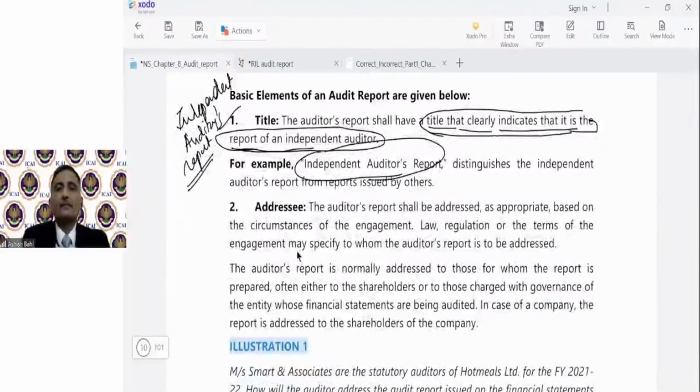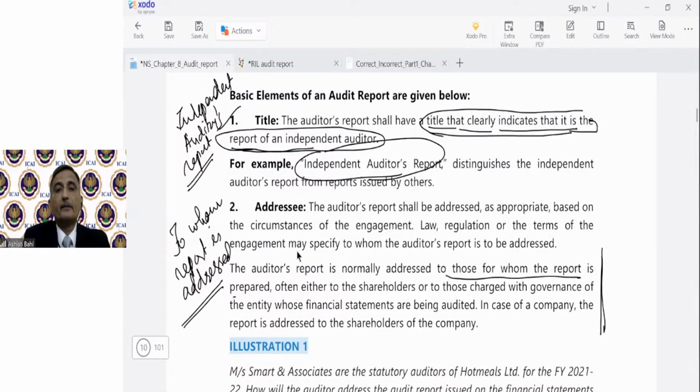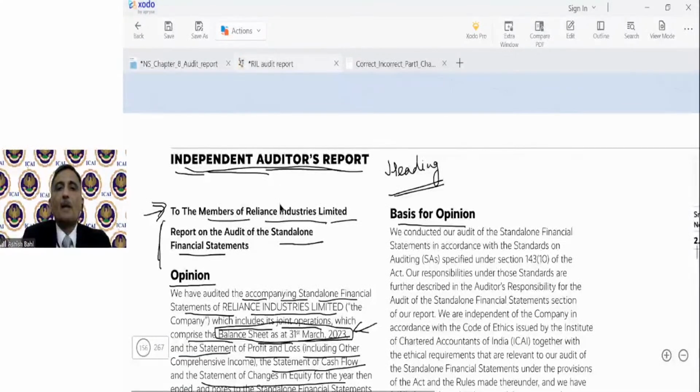Second point is addressee. Addressee means to whom the report is addressed. So the auditor's report is addressed to those for whom the report is prepared, either to shareholders or to those charged with governance. So in case of a company, students, you know that the auditor is appointed at the AGM by shareholders. So in case of a company, the report is addressed to the shareholders, to the members of the company. So this is the second point, addressee.